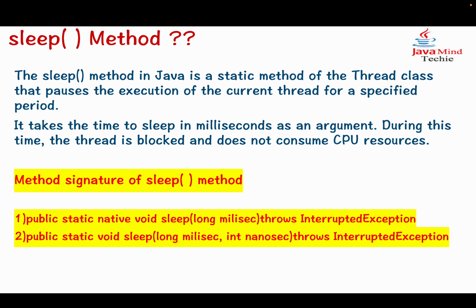The only difference is that the first method expects only one argument, and the second sleep method expects two arguments. One more thing you need to understand: whenever you call the sleep method, it will throw InterruptedException. Why? Because you are going to interrupt the respective thread for the respective time. That's why it will throw InterruptedException. I hope you understood.